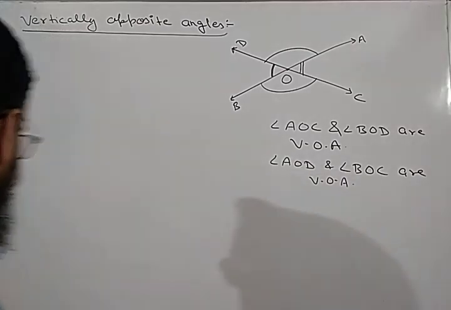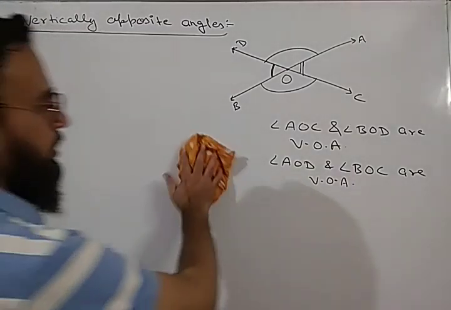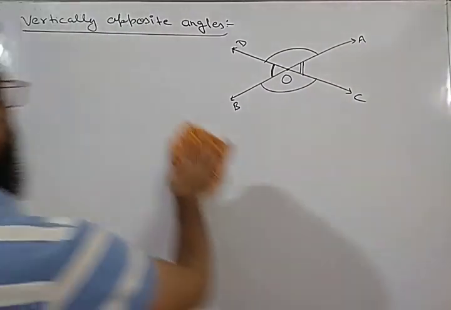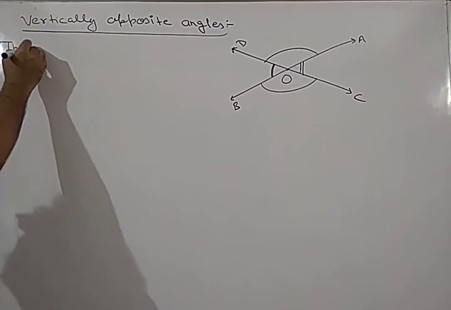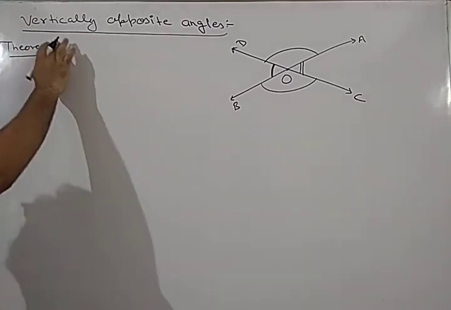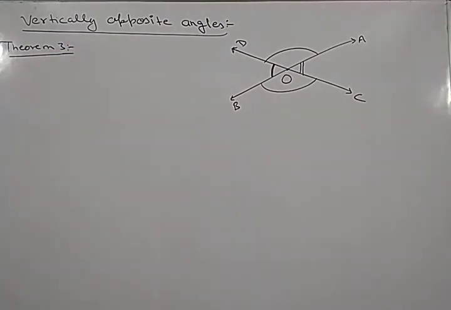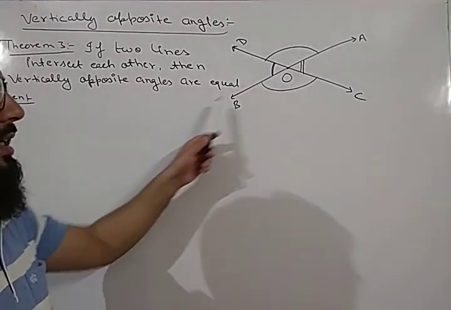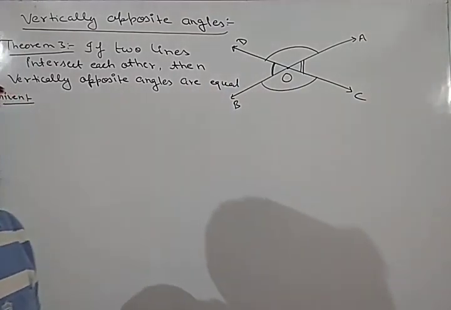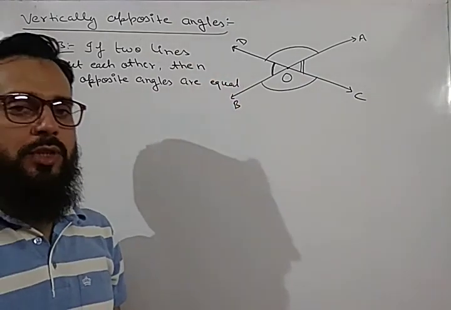Now we come to the third theorem, based on vertically opposite angles. Note down the statement of theorem number three. If two lines intersect each other, then vertically opposite angles are equal. We have to prove this theorem.